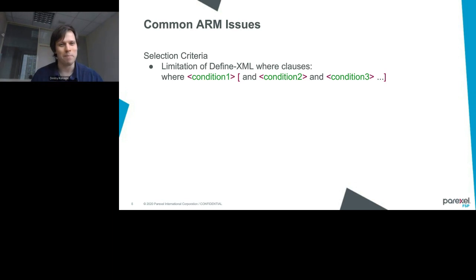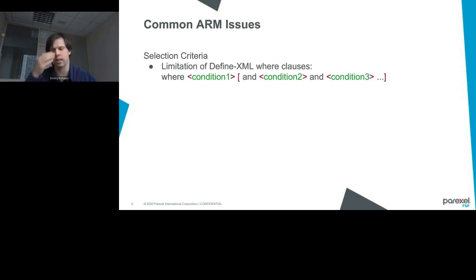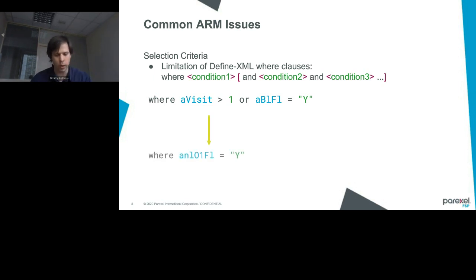Okay, so the first pitfall, the first challenge you can face is the selection criteria. As you can see from the previous slide, it describes how you select records in your output. So it's a filter. But you need to use Define-XML where clause and where condition, which is rather limited because you can have one or more conditions, and the limit is that you must always connect them using the AND logical operand. So for example, if you have a condition like this, unfortunately, you cannot represent it in ARM. So you have to add some variable which will allow you to avoid this OR condition.